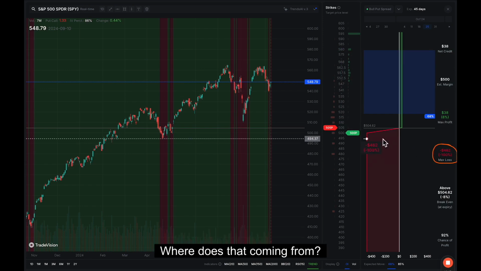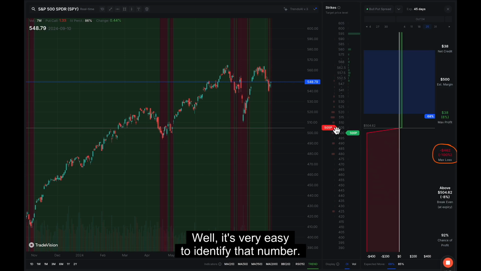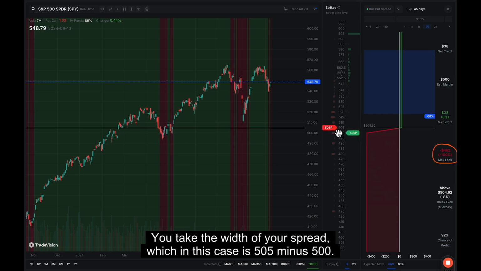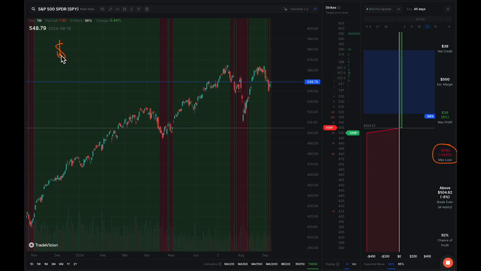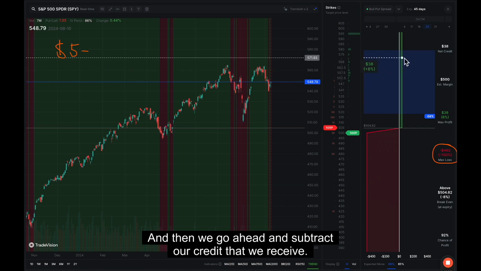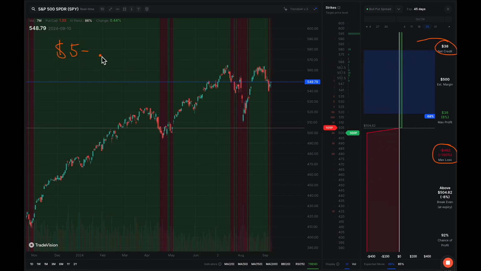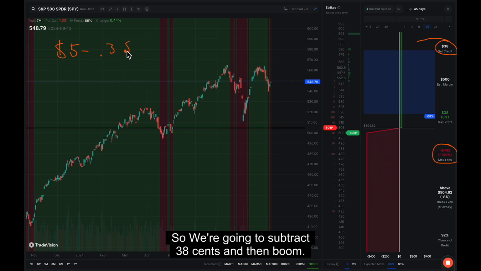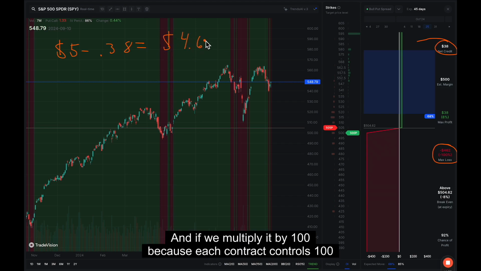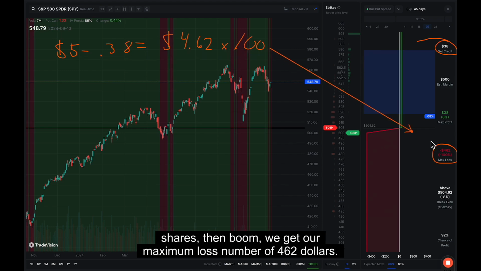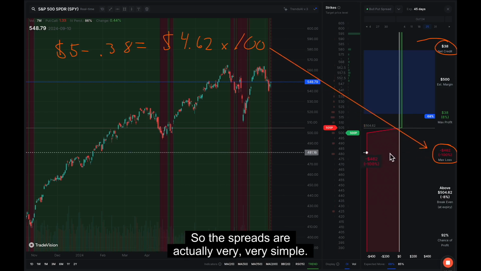Now, you have a maximum loss number right here. Where is that coming from? Well, it's very easy to identify. You take the width of your spread, which in this case is 505 minus 500, so we have a $5 wide spread. And then we subtract the credit that we received. So we subtract 38 cents and then boom, what does that give us? That should give us $4.62. And if we multiply it by 100, because each contract controls 100 shares, then boom, we get our maximum loss number of $462.